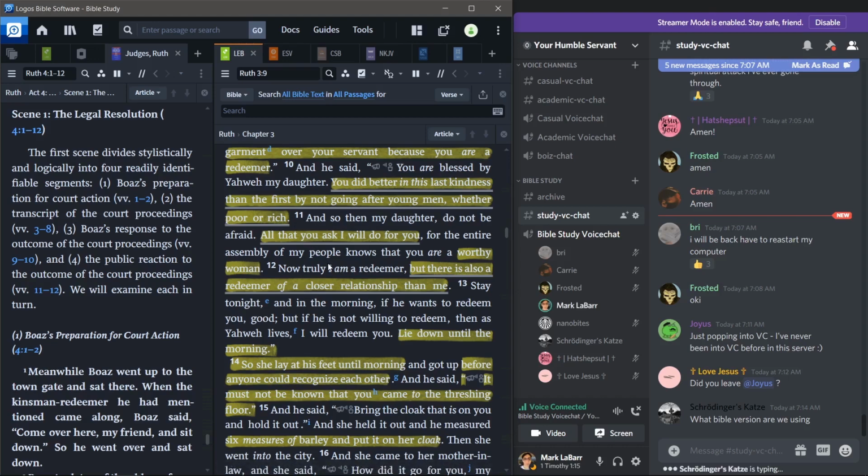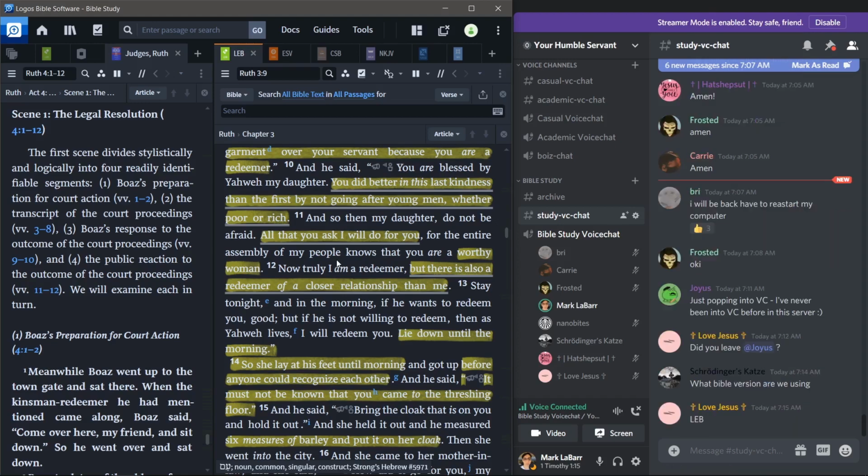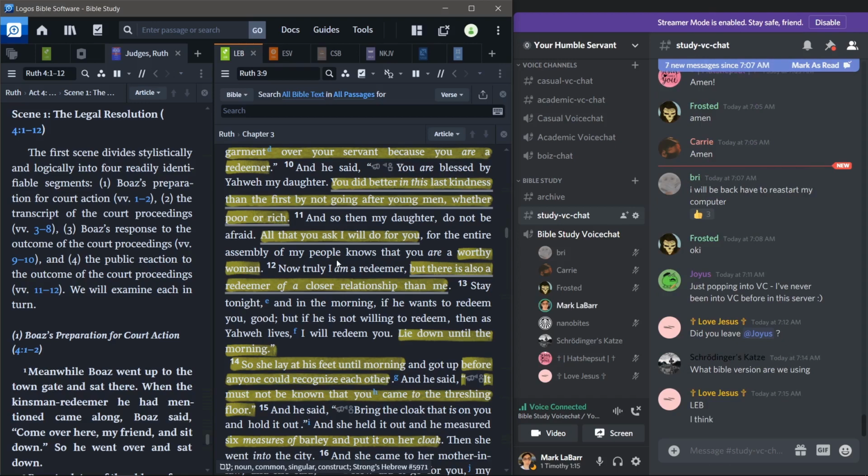So we move on then. He blesses her for this act of kindness, but then we learn a wrench in the plans, so to speak. The conflict, the next huge problem in the story, is that there is another redeemer who's even closer in line than Boaz. So with this problem, we don't know who Ruth is going to end up marrying.